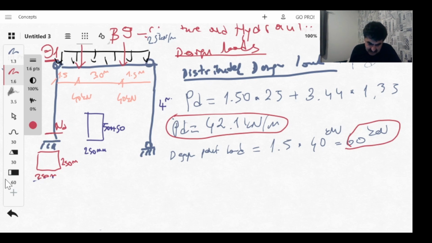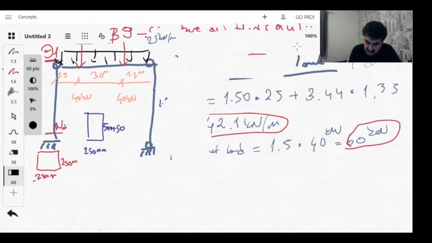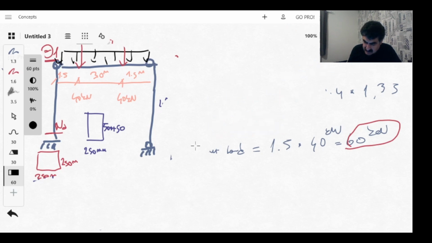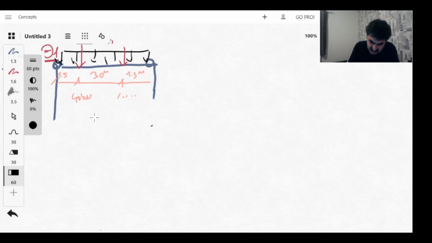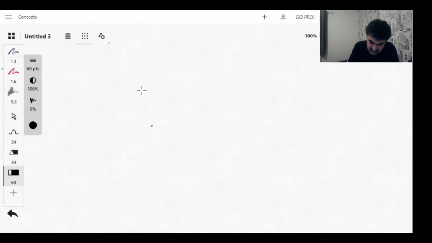So let me delete this area again. Let me delete all of them, everything. Since it is a recorded video, you can always go back and check it. Let me write here 4 meter. Okay, and now I'm going to consider this beam as a simple beam. Let me delete this part as well because I don't have enough space.